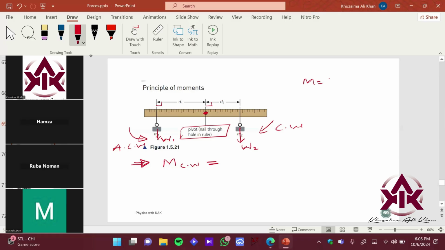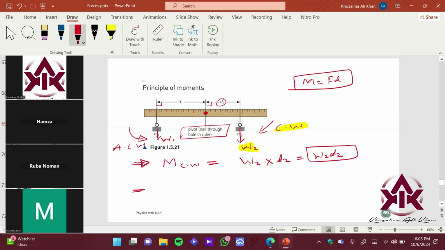I know the moment is equal to F times d. What would be the formula for the moment in the clockwise direction? Which weight is causing the clockwise moment, W1 or W2? W2. This is causing the object to move in a clockwise direction. So the force causing the clockwise moment is W2, times the distance of this force from the pivot, which is D2. Therefore, the clockwise moment is W2 D2.